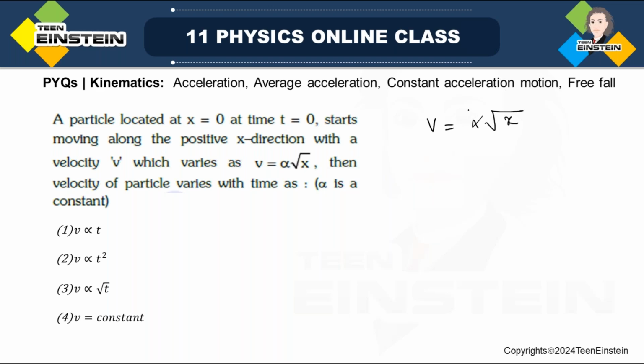See, this variation is given with respect to the displacement or distance, whatever you say, or position. Now we have to find out the variation of the velocity with respect to time. So how do you do that? We know velocity is dx dt.